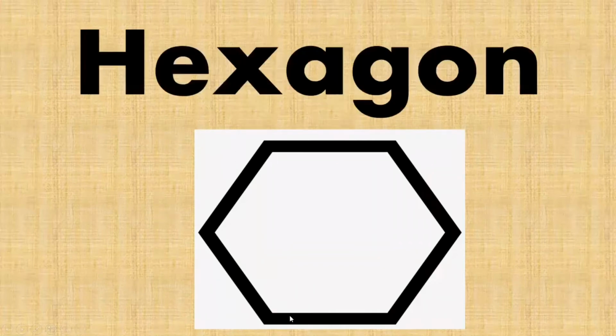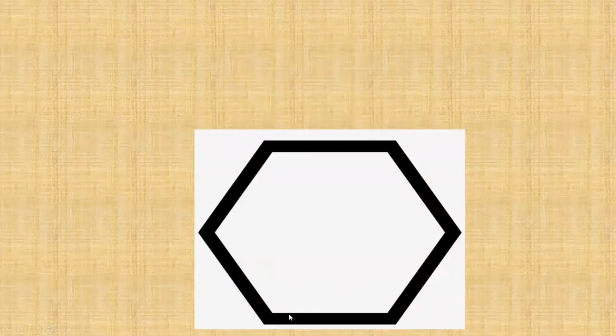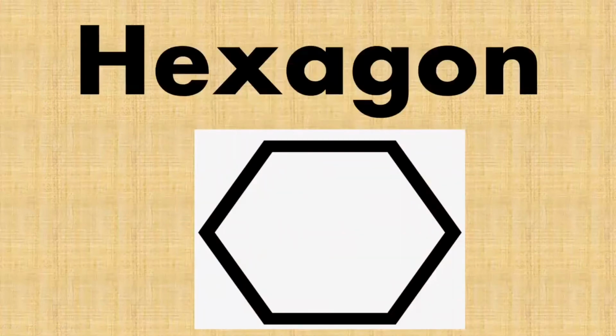Next. How many sides does it have? Let's see. 1, 2, 3, 4, 5, 6 sides. This one is a hexagon. Hexagon. Okay, we call it hexagon because hexa, it means 6. Okay, remember? Hexa, it means 6. And this one has 6 sides. Let's spell hexagon together.